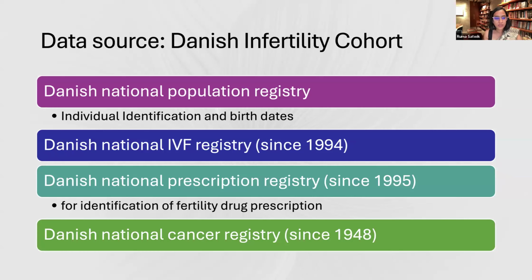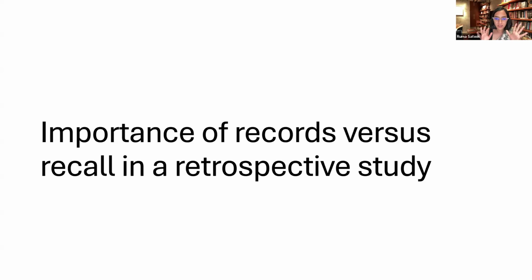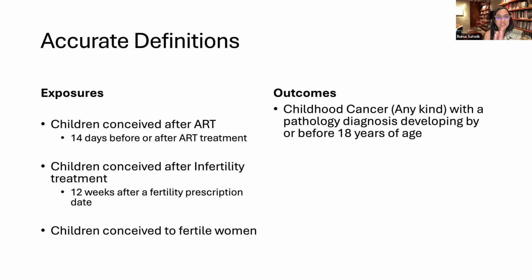And why I bring this whole thing up, and then of course there's the National Cancer Registry, is because here the study is relying on records and not recall bias, as is likely to happen in a retrospective study. If you have records, that is a very objective way of collecting data. And because of this, they are able to use very accurate definitions.